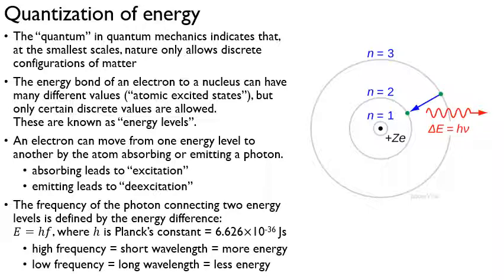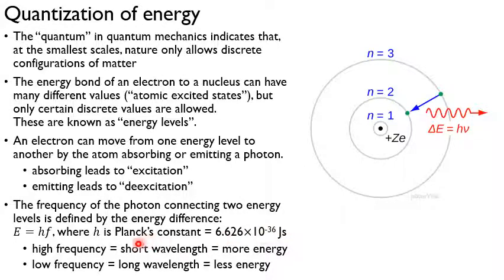The frequency of the photon connecting any two energy levels is given by this equation here, where the energy of that photon is equal to h, which is Planck's constant, times the frequency of light. Planck's constant is roughly 6.6 times 10 to the minus 36 joules times seconds. So when we multiply this unit, joules times seconds, times a frequency, which has the units of hertz, which is 1 over seconds, then the seconds cancel, and you just get something that's joules, and a joule is a unit of energy.